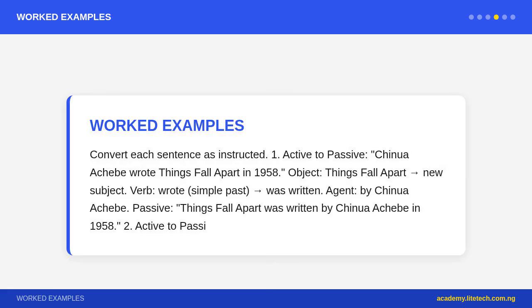Converting passive to active. Step 1: the agent, the by phrase, becomes the new subject. If there is no agent, use someone or people as subject. Step 2: the passive subject becomes the object. Step 3: change the verb from be plus past participle back to the active form in the correct tense.